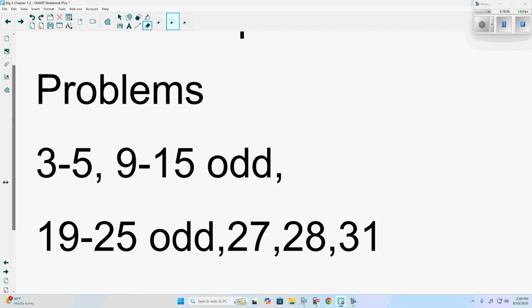Hopefully you're starting to see a pattern. Do not graph 9 through 15. You're not graphing at all on this homework. 19 through 25 odd, so 19, 21, 23, 25. Name the parent function. Describe the transformation. 27, 28, 31. Name the parent function. Describe the transformation. That's it. That is the entire thing. All of the problems, you're naming the parent function and describing the transformation. Do not graph. I am not asking you to graph it. You can if you want to, but that's not part of the assignment. That's it.